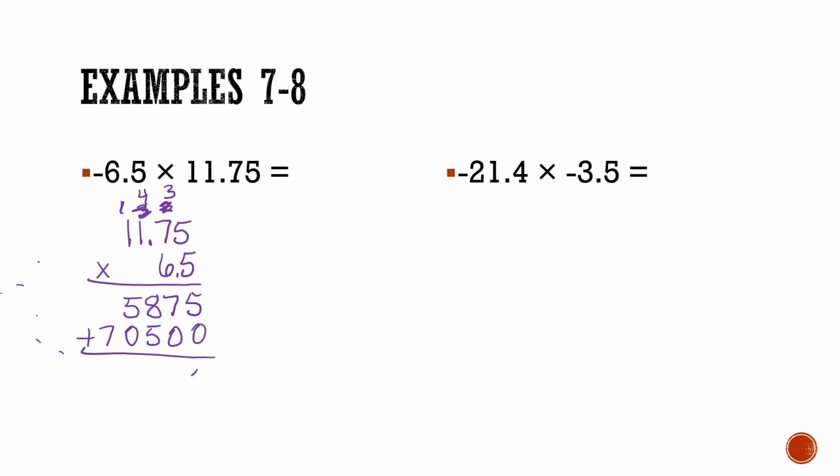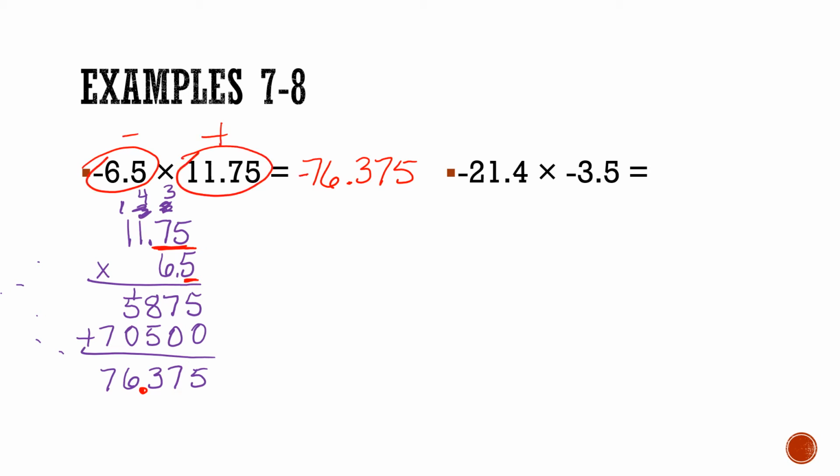We'll add all of these up, so 5, 7, 8 and 5 is 13, so 3, carrying a 1. 5 and 1 makes 6, and then our 7. Remember to figure out where your decimal is going to go. So we have 2 decimal places here and 1 decimal place here for a total of 3. So 1, 2, 3 spaces makes that 76.375. You had a negative number being multiplied by a positive number, so that's not matching socks, which gives us a negative product. So you should have got negative 76.375.